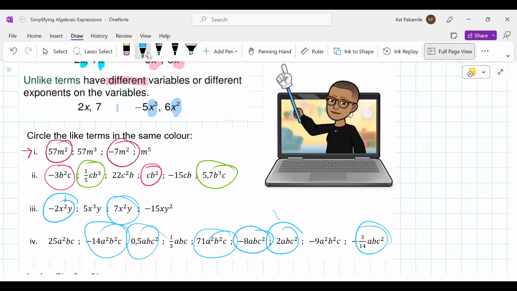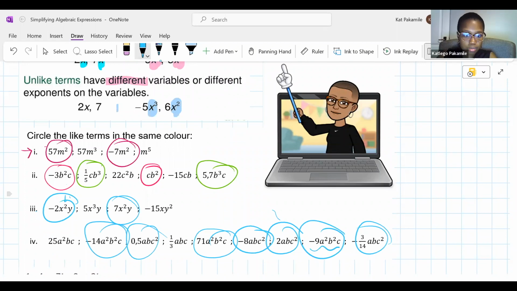There we go. Okay, guys, I'm just going to do this because my pen doesn't want to change. This one and that one. Are we done? I think so.